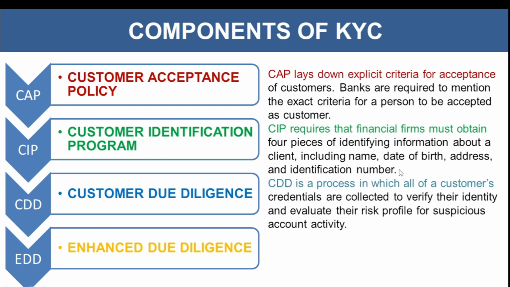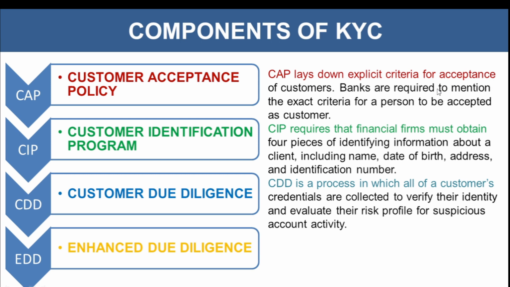Third process is customer due diligence. Now in this process, all of a customer's credentials are collected to verify their identity and evaluate their risk profile for suspicious account activity. Now first thing, what happened? The bank decided whether you should be accepted as a customer or not. Whether you are in any illegal business or anything suspicious, the bank has whole right to refuse to accept you as a customer, or if you are refusing to provide the documents.